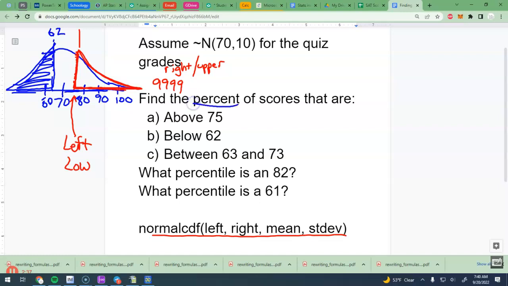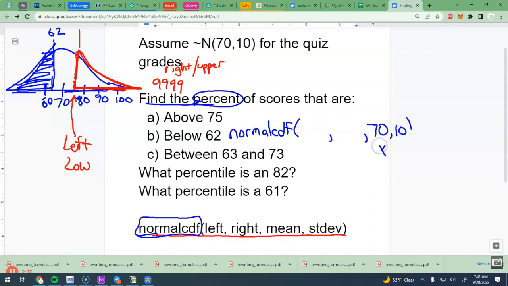As soon as we're looking for the percent, it says find the percent, that automatically means normal CDF. That's the biggest connection you need to make. I'm asking you for the percent, you're going to use normal CDF. So maybe just the red one. So normal CDF. All right, so I need my left hand or lower, my right hand or upper, and then I'm going to tell the calculator the mean and standard deviation. Label those.